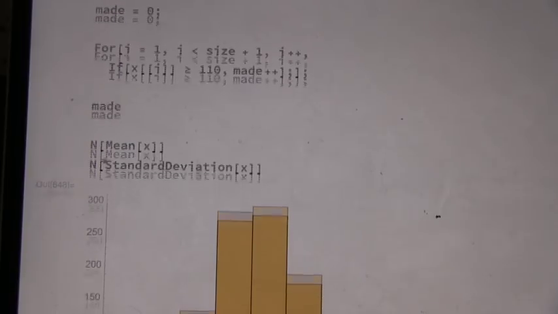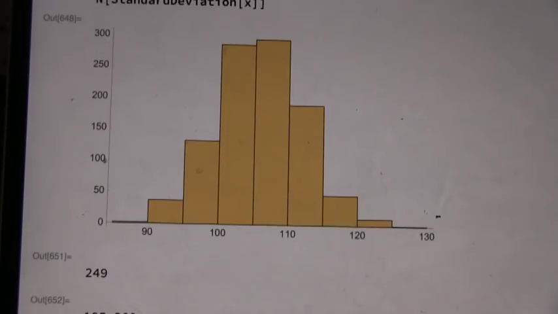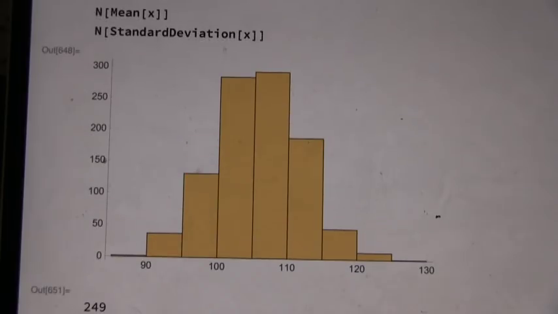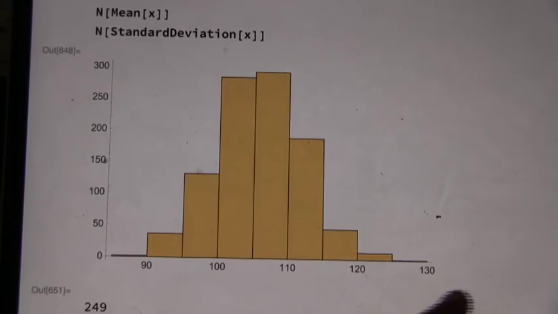Let me scroll down to get this on screen. Here's what we get. Here's a histogram of what we got. Okay, so what do you think about that? This kind of looks like the normal distribution. What makes you say that? Well, we've got low numbers out here, like less than 90 or more than 120, and we get higher numbers sort of close to 105, which is what our average was.